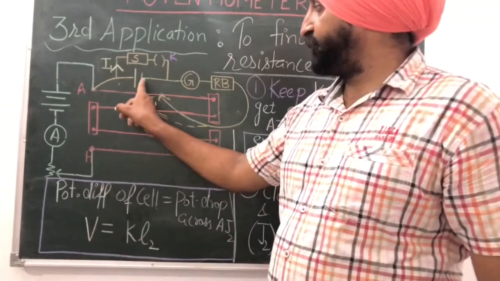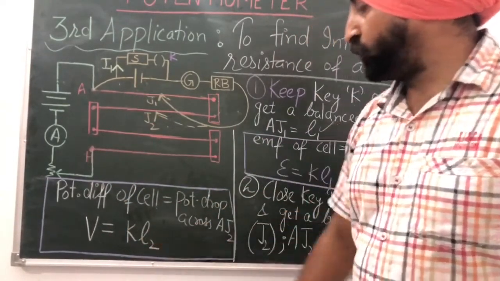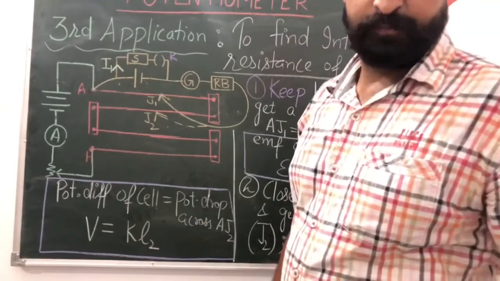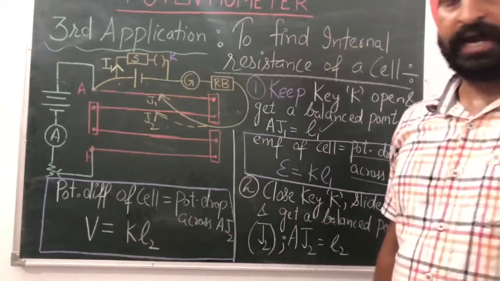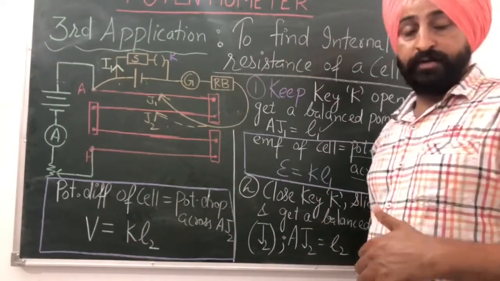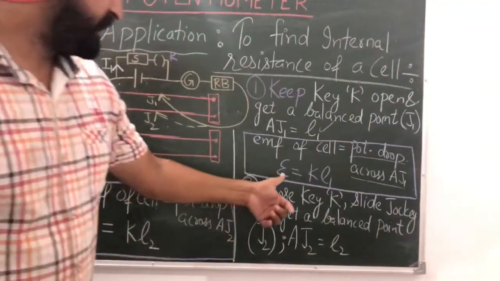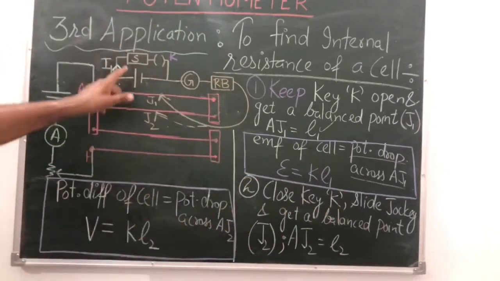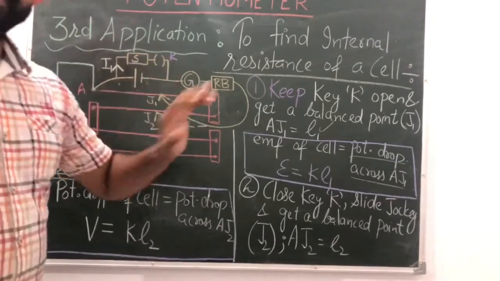So the potential difference of this cell, V, is equal to K into L2, where K is constant because potential drop depends upon length. So V is equal to K into L2. This is a very important point that you must understand: earlier we have written EMF is equal to K into L1. Why? Because this cell was not used. This shunt resistance was not there in the circuit.